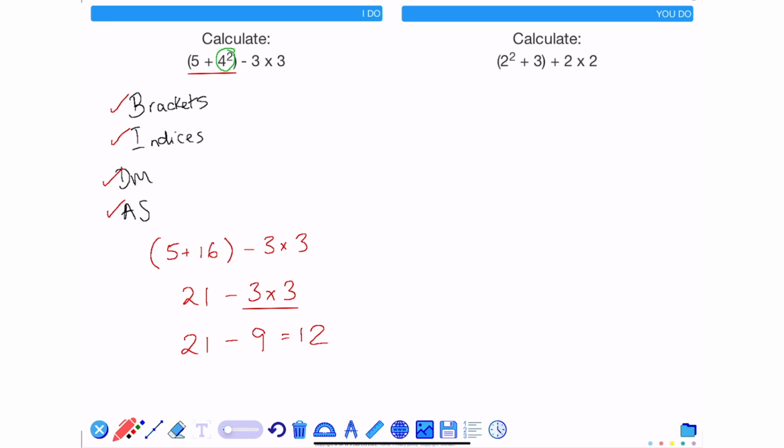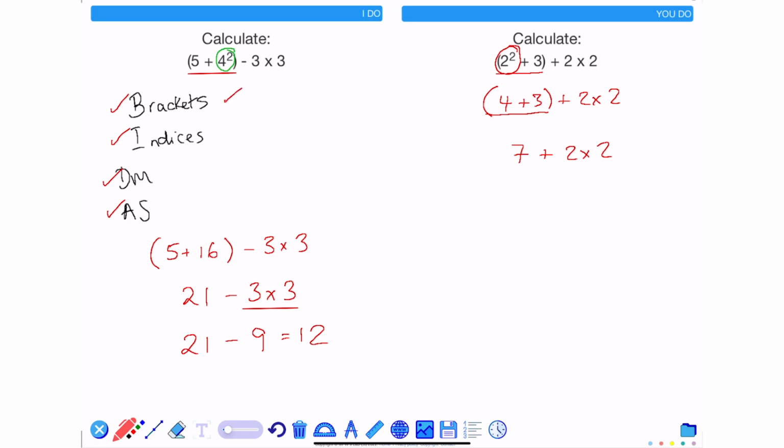So following BIDMAS again, I can see that I've got brackets, but within the brackets I have some powers, so I will focus on the powers bit first. 2 squared is 4, add 3, add on 2 times 2. I still have the brackets, so 4 add 3 is 7, add 2 times 2.